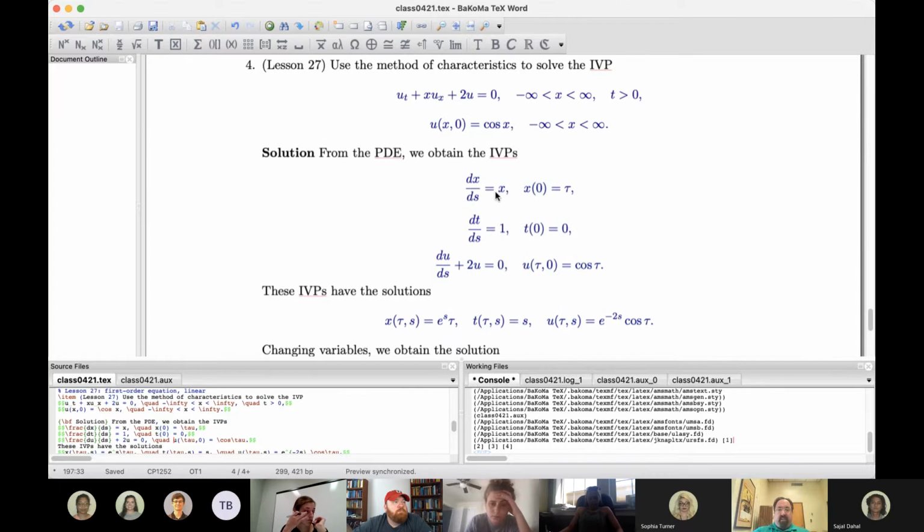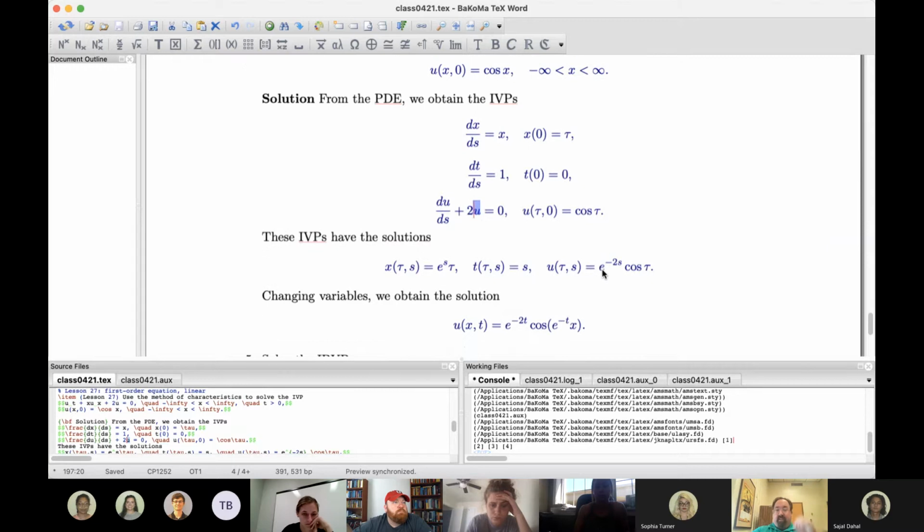With dx/ds equal to x, x is equal to its own derivative. So it's the exponential, e to the s, times the initial value. t turns out to just be s, just by integrating with respect to s and applying the initial condition. And then finally, u would be equal to e to the minus 2s because of this coefficient here, times its initial value, which is cosine tau.